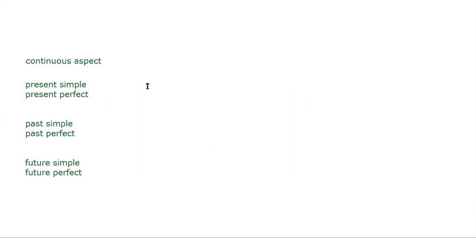So we covered these so far. We have the present simple, the present perfect, the past simple, the past perfect, the future simple, and the future perfect. We covered all of these, but we haven't covered the continuous forms, because each form here can actually be combined with a continuous aspect. So knowing this, we actually get 6 more combinations.